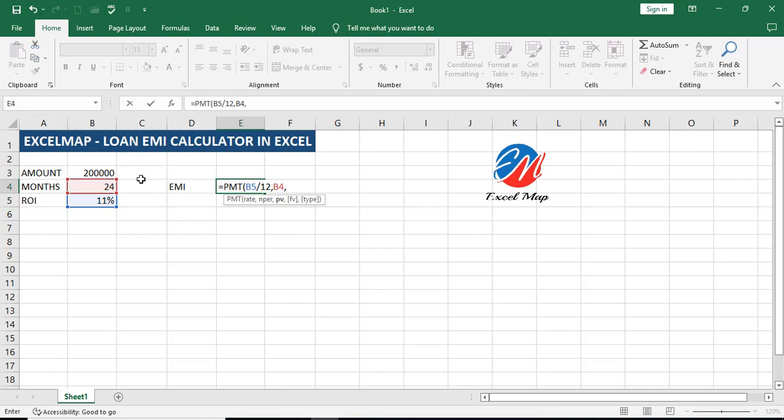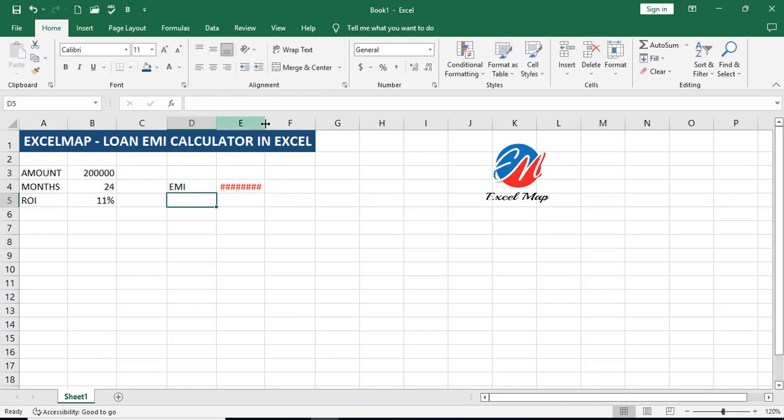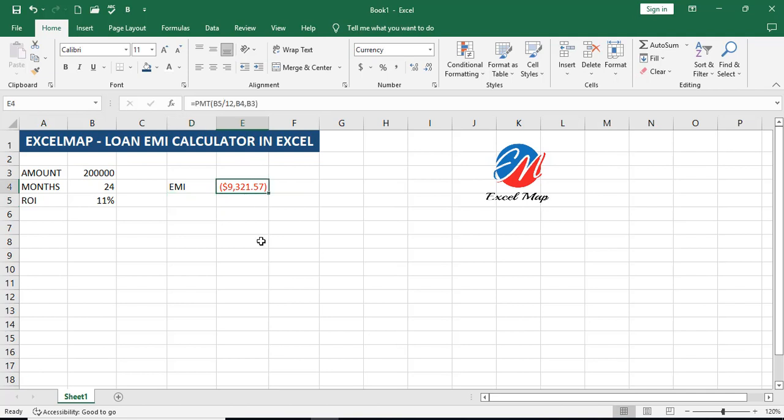Then what is the present value? We are taking 2 lakhs. Now in this PMT, we are taking rate of interest, number of payments and present value. Now we'll get the EMI amount. See, but this EMI value is giving negative.